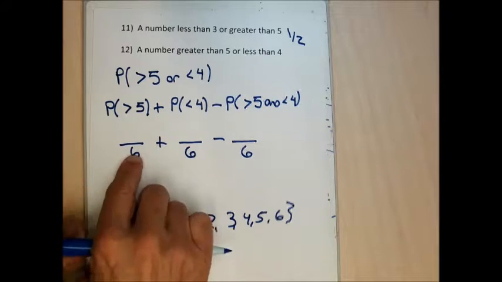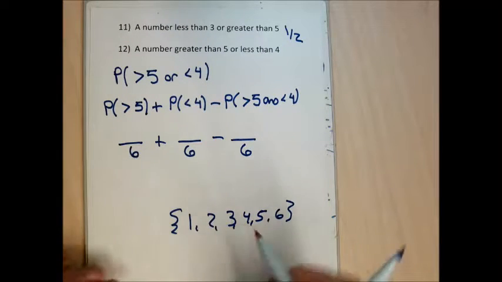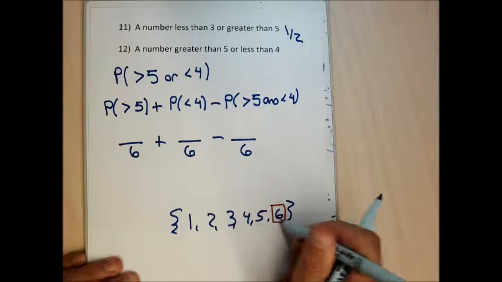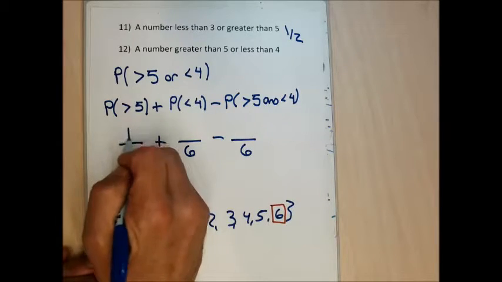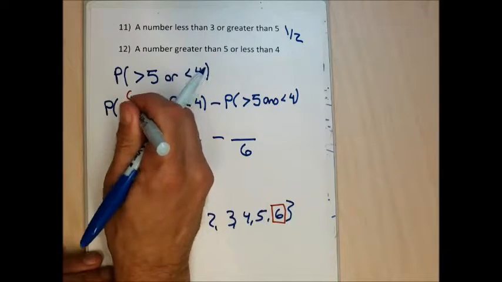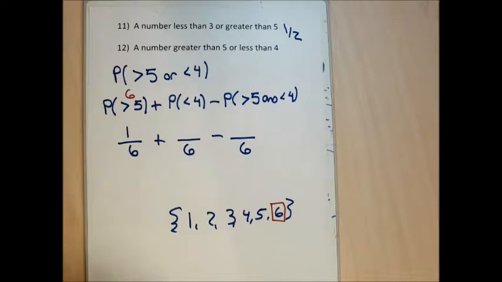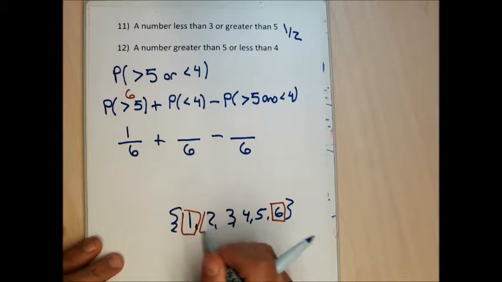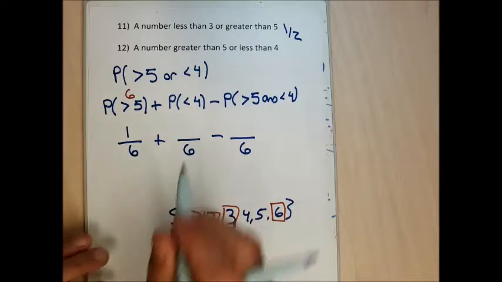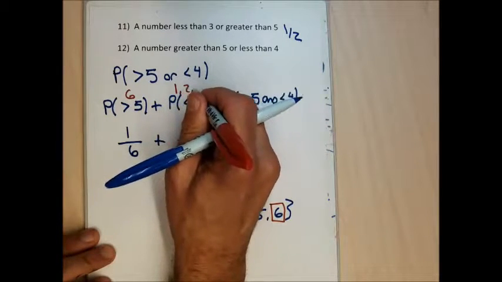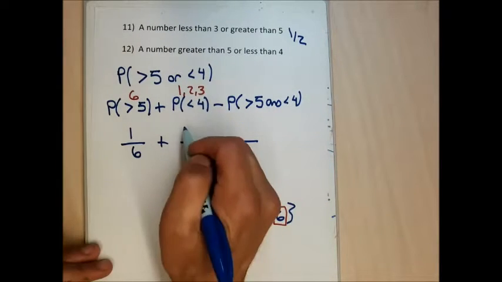So for the first fraction, the probability of getting a number greater than 5, there's only one number greater than 5, so I'm going to put a 1 in the numerator. The only number that classifies there is a 6. For the second fraction, getting a number less than 4, there's 3 numbers that classify as less than 4, so that probability is going to be 3 over 6.